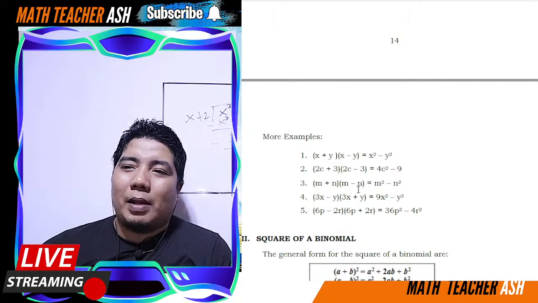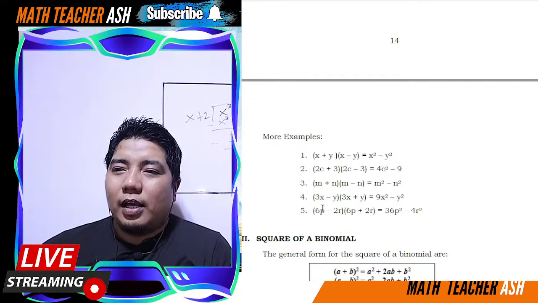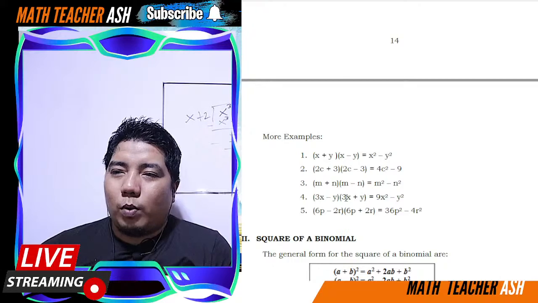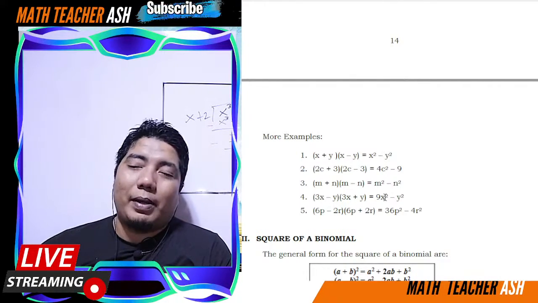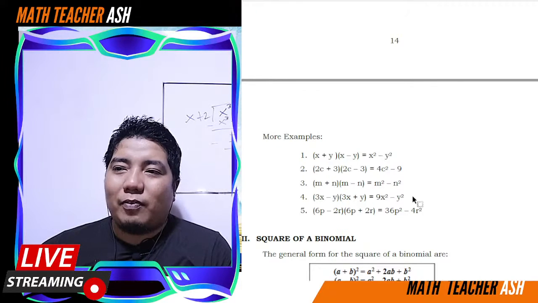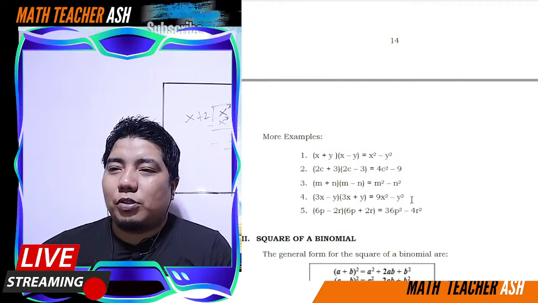M plus n, m minus n. So, m squared minus n squared. 3x, 3x, y, y, negative, positive. Okay, so 3x, 9x squared. Multiply by itself. Y, multiply by itself, y squared. Okay, then minus. So that's it.